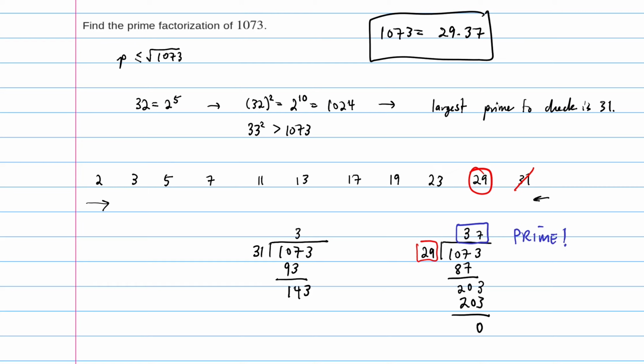But I didn't know the answer, and just by chance I got lucky by working from the big numbers backwards. Okay, so that is a method for finding the prime factorization of a number. First, find the largest prime that you need to check, and then just start checking by exhaustion until you get your answer.